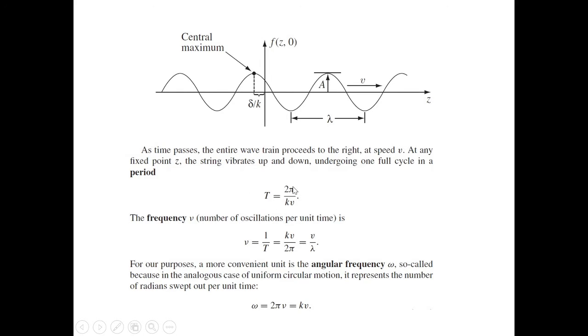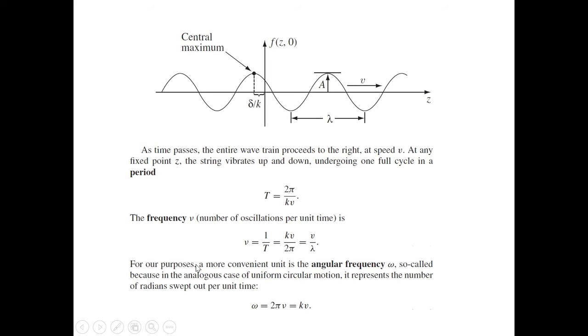That means the period T = 2 pi divided by kv. The frequency nu is the number of oscillations per unit time. That means nu = 1/T. Here T = 2 pi divided by kv, and nu = 1/T. We can substitute T here: nu = kv divided by 2 pi, equal to v divided by lambda.